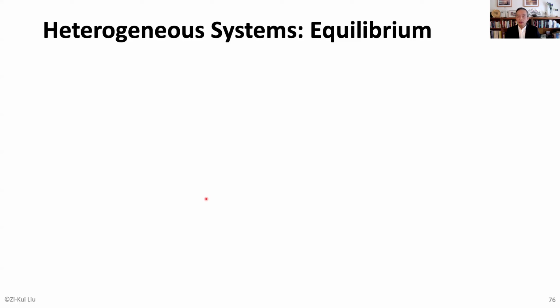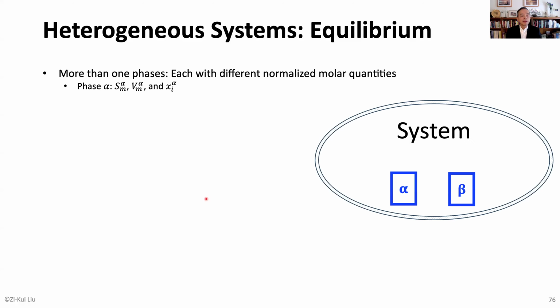Okay. Now we get to heterogeneous systems and equilibrium. That's actually what Gibbs did when he presented the thermodynamics for multi-component systems. So we talk about a system with more than one phase now. As we talked about before, a phase has homogeneous molar quantities. So for different phases, the molar quantities are different. So in order to differentiate the molar quantities, we normalize them.